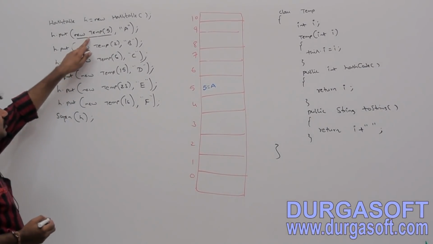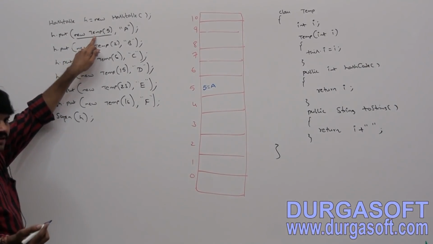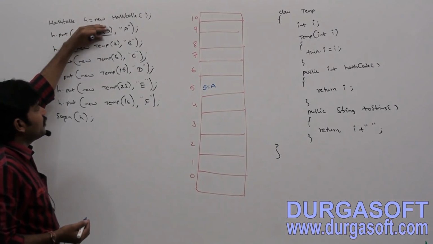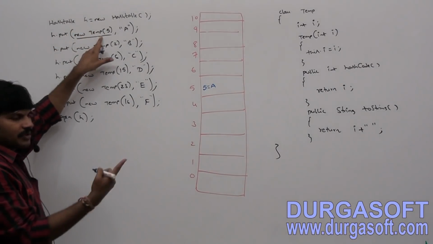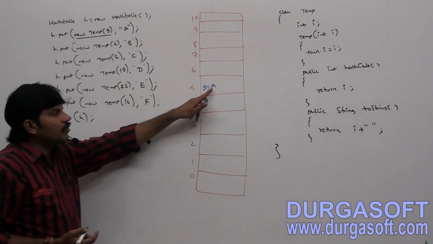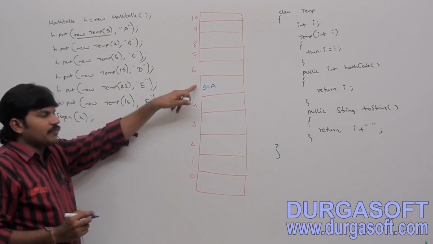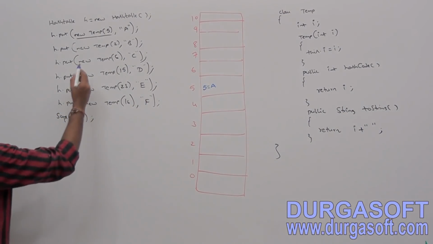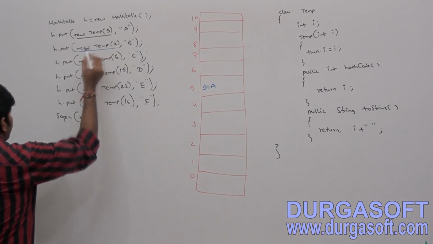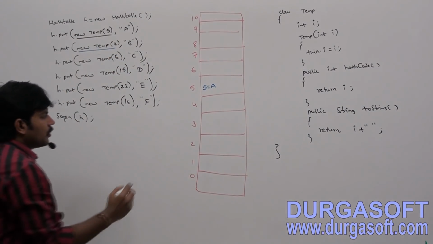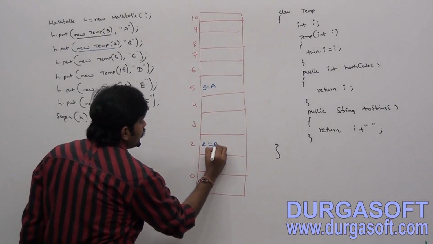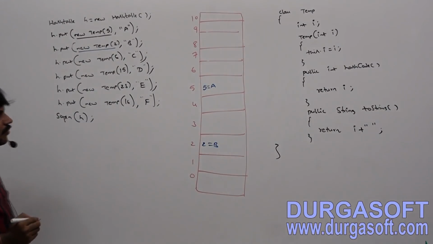Because its hash code is nothing but 5. While printing this one, 5 only will come, because of the toString method. So 5 is equal to a is saved in the fifth number bucket. Next, new temp of 2 comma b. What is the hash code of the key? 2. That's why 2 is equal to b is saved.